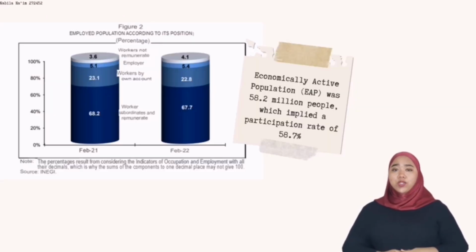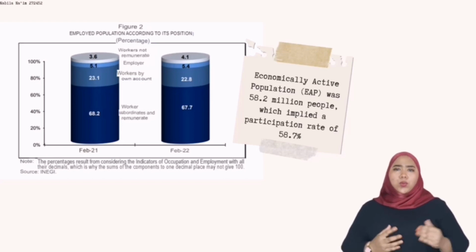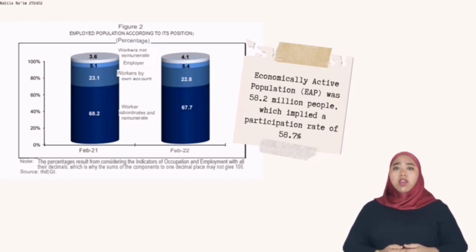The National Institute of Statistics and Geography released the February 2022 National Occupation and Employment Survey, which revealed the economically active population (EAP) was 48.2 million people, which implied a participation rate of 48.7% and means that this population number is 3 million higher than February 2021.